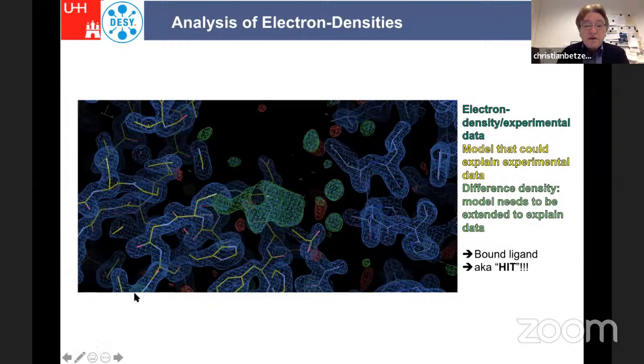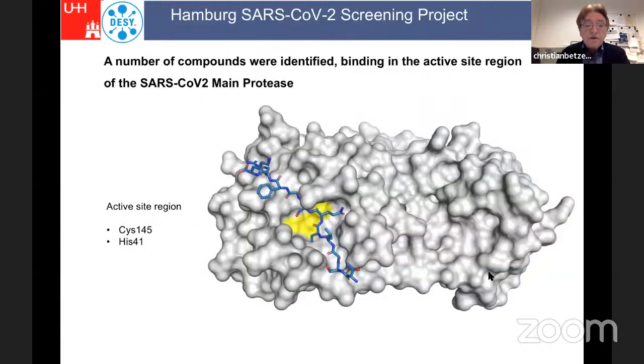We had a number of hits early on. Here you see we were very happy the procedure was working. The compound in the active site is the main protease. Here again, the active site is a dimer. The main protease is forming a dimer.